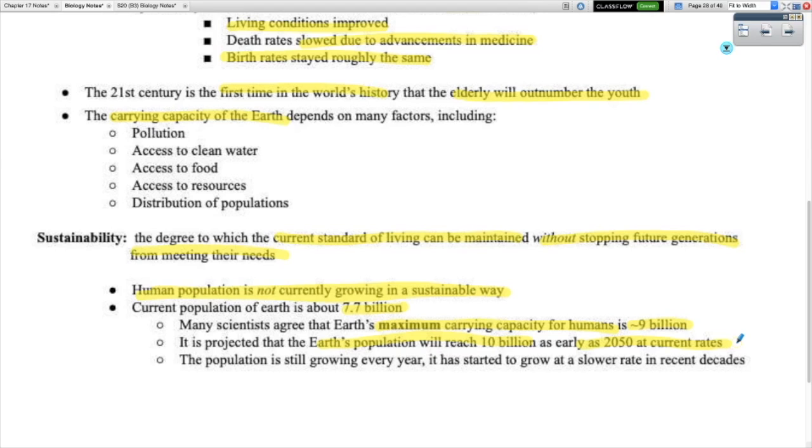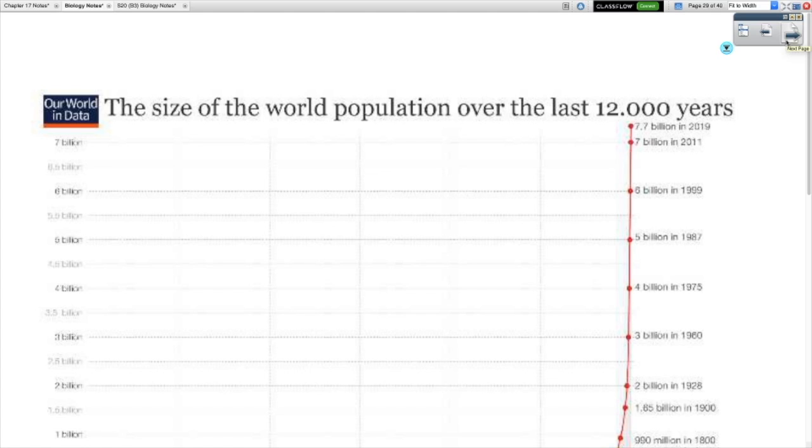But there is some good news here, okay? Though the population is still growing, more people are being born than are dying, it has at least started to grow at a slower rate. So we are starting to flatten out a little bit, a sign that we're maybe approaching that carrying capacity and a sign that we're kind of slowing down to maybe a more sustainable rate of growth. But just to drive this home, take a look at this graph, okay?